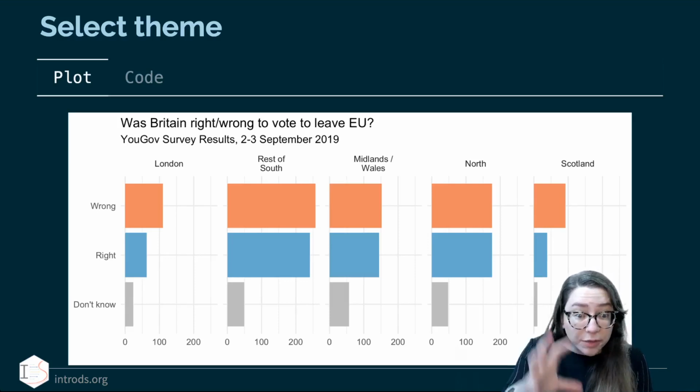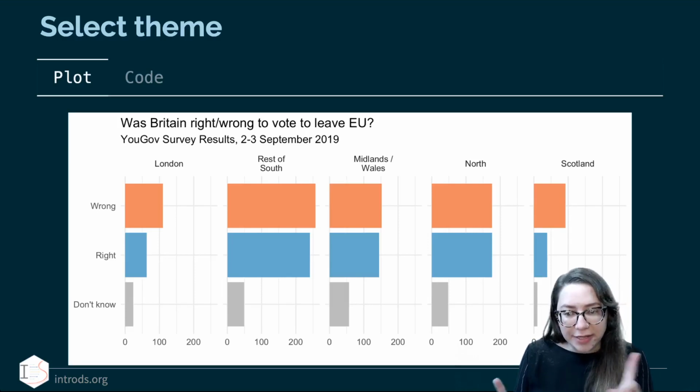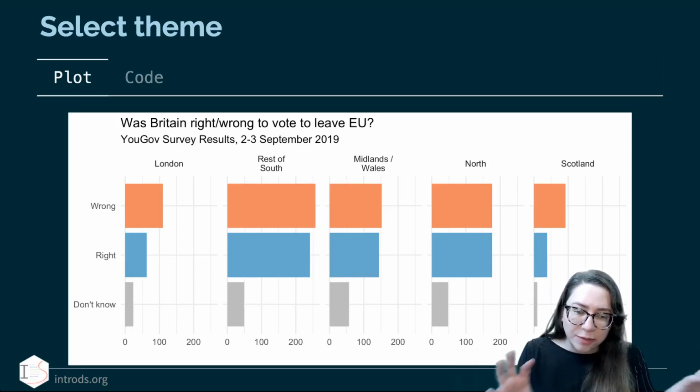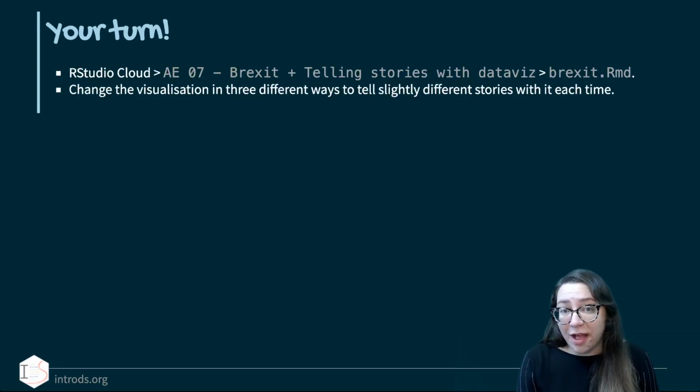In the north, those numbers are almost equal. And then in London, we're seeing a pattern slightly similar to that in Scotland. Again, opinions are more likely to say that that was the wrong decision. So London and Scotland seem to be going a certain way, and then rest of South, Midlands, and Wales, where the population numbers are higher, or at least the sample numbers for this are higher, we're seeing a slightly different opinion. So this is one story we can tell with these data and with the particular data visualization that we chose to make.